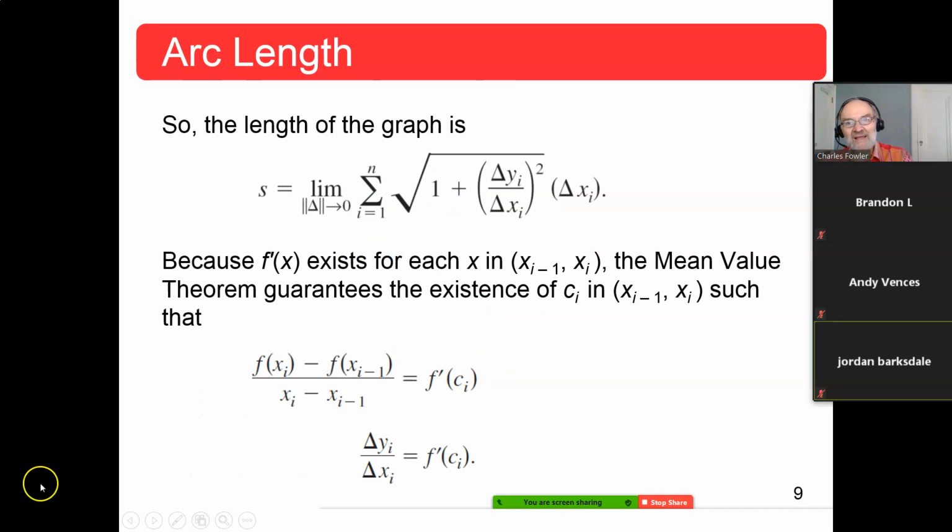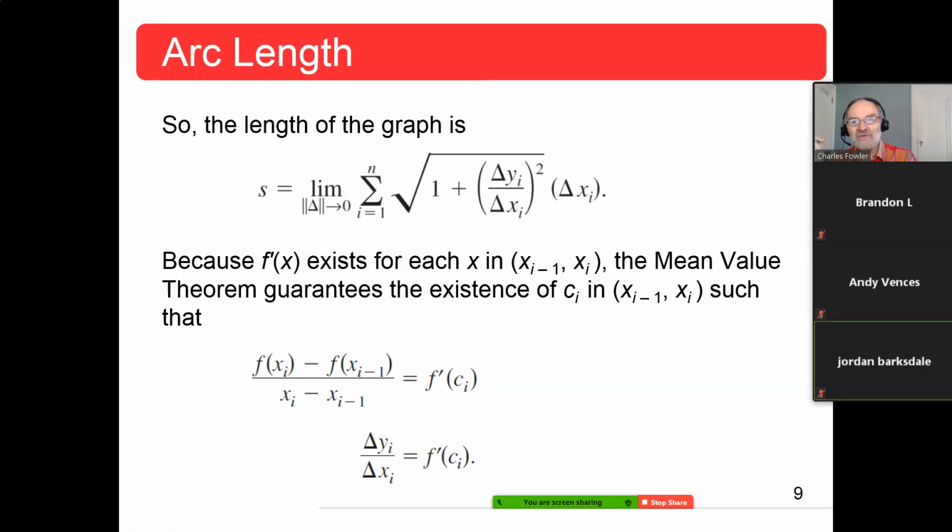So here's the s, the actual arc length, would be what you get as a limit, as the norm is going to 0, meaning n is going to infinity, of this summation of 1 plus this thing, same thing we had before. Because f prime exists, remember that was a given here, for each x in the interval, it had to exist. It had to be continuous.